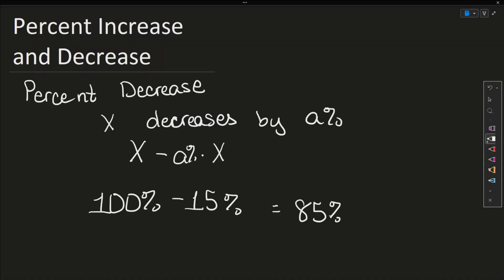Here's a helpful way to say it to students. The percent change tells us what we add or subtract. The final amount includes the original amount too.